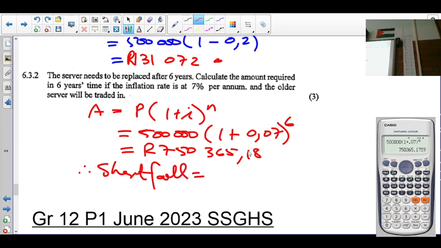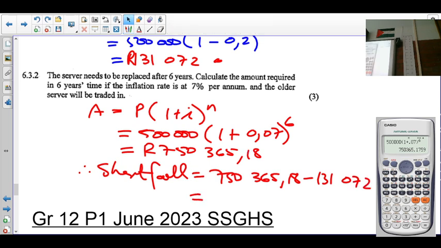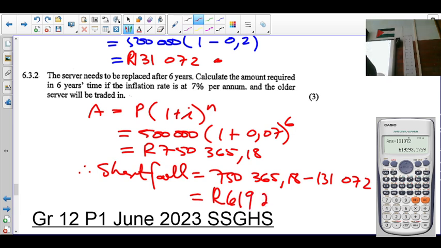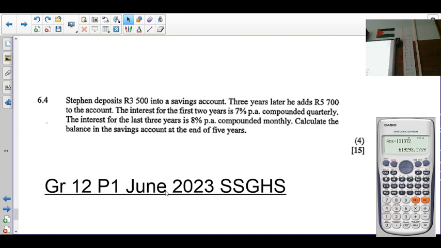Okay, so therefore the shortfall or the amount needed is of course 750,365.18 minus 131,072 Rand. Okay. That gives you 619,293 Rand and 18 cents. That's the shortfall needed, of course, in future, or in 6 years' time.